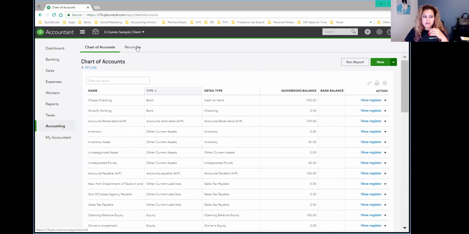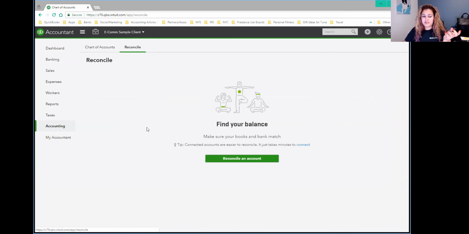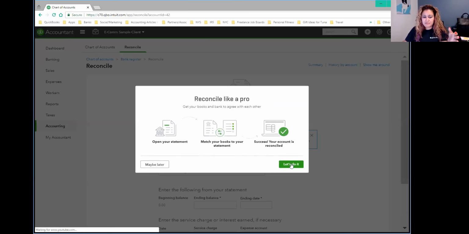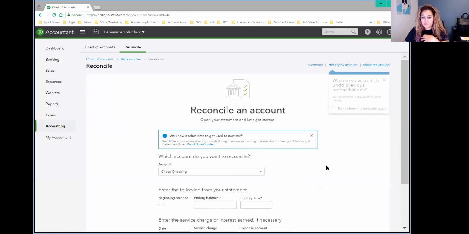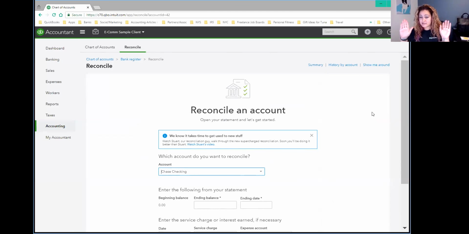And then in here, you also have your reconciliation feature. This is usually something I do for my clients. They don't typically do it on their own, but reconciling is making sure that you're reconciling your books with your bank account statement. So if QuickBooks has this on record and Chase has this, we want to make sure that they say the same thing for those months. So you would do this at the end of the month, usually within the first week of the next month.